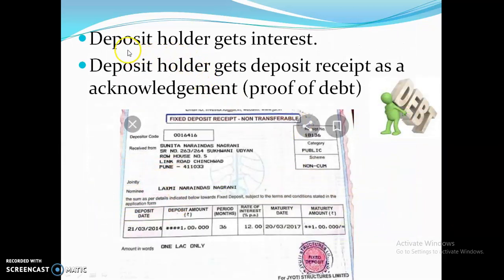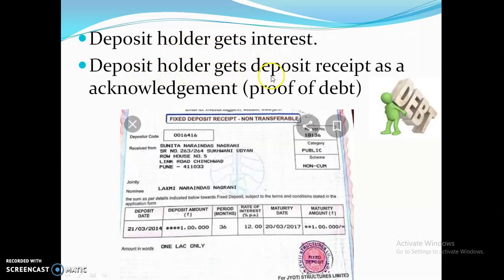Now, when the public is giving the deposit, they should get something in return. If I have given a deposit, then I am called a deposit holder. Why am I giving the deposit to the company? To get something: I will get interest. If I have given 10,000 to the company, then the company will give some interest to me. So the deposit holder gets interest.